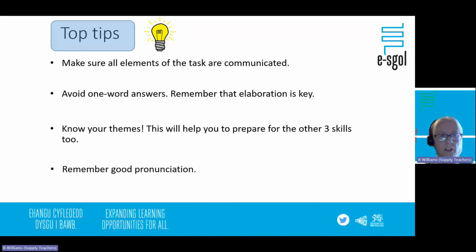The final top tips: make sure all elements of the task are communicated. So remember the palm W, which will help you to think about what exactly you need to include in your answer. Try and avoid one-word answers. You must elaborate. If your teacher asks you, do you like celebrating birthdays? If you just say yeah, it's not going to get you very far as far as the communication and the accuracy marks go. Know your themes.